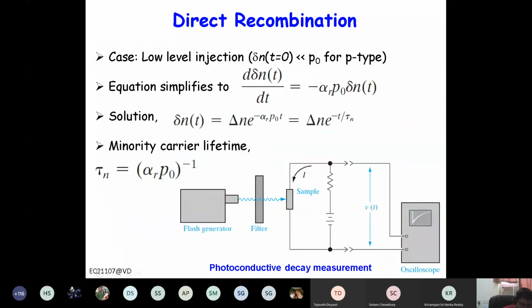So let us see the solution. Now you can write d delta n by dt is minus alpha r times p naught delta n.